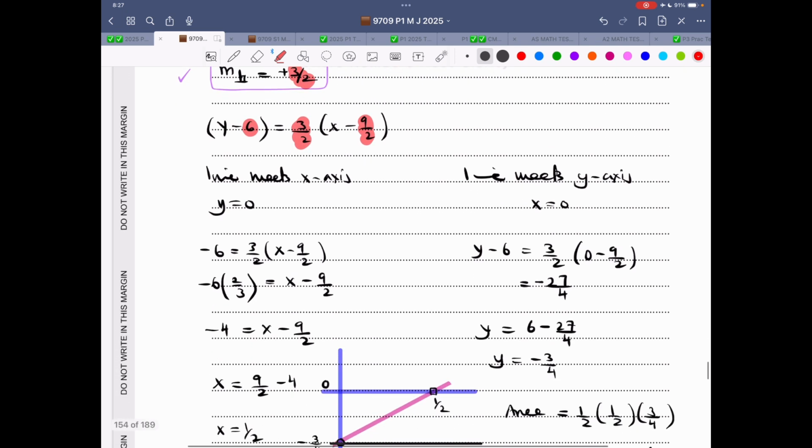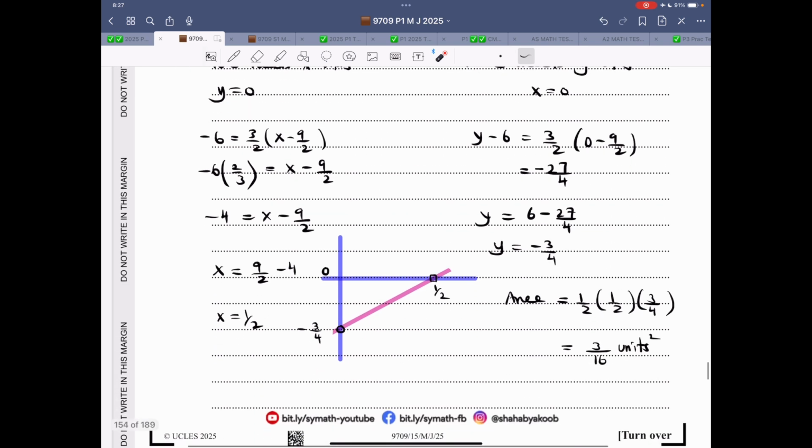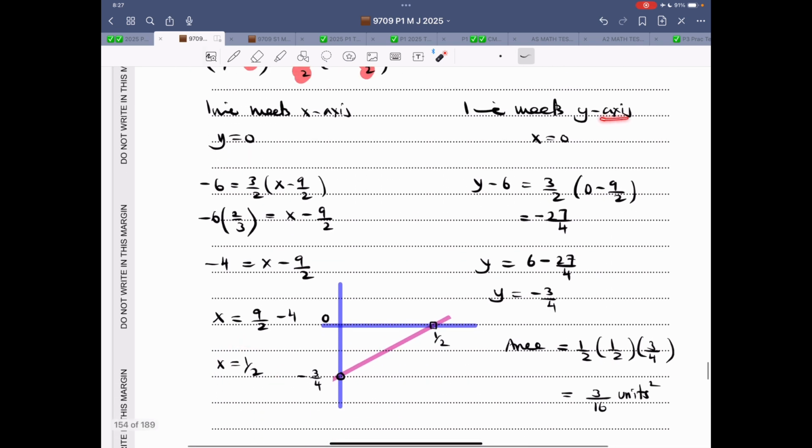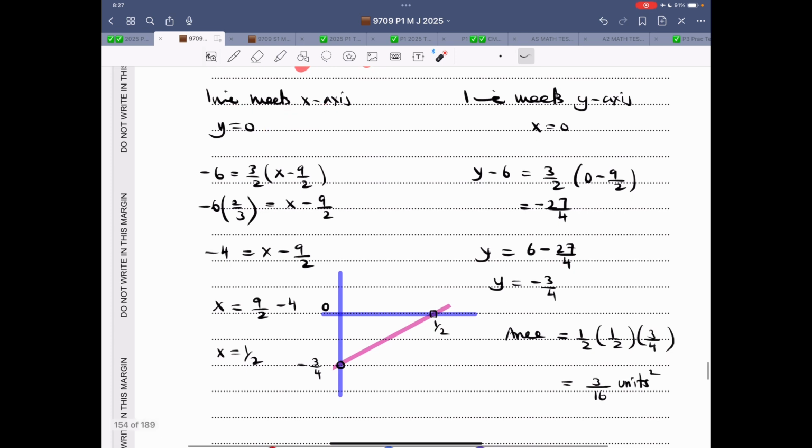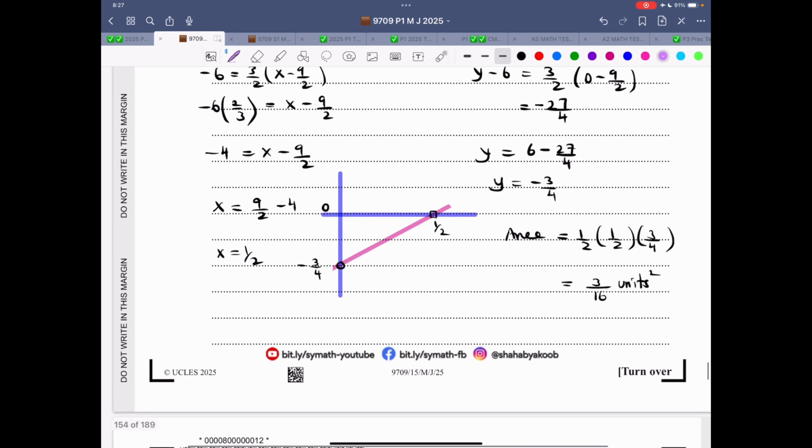When the line meets the x-axis, y coordinate is 0. So x coordinate is coming out to be half. When the line meets the y-axis, x coordinate is 0. Therefore, y comes out to be this thing. When the line meets the x-axis, y is 0. If I want to write this coordinate, that would be half, 0.